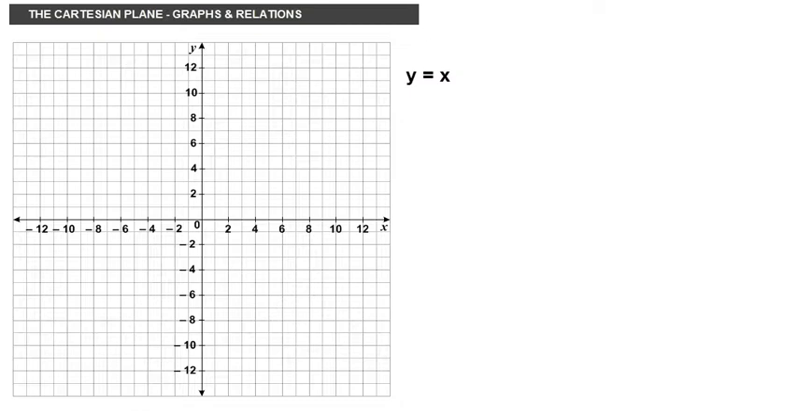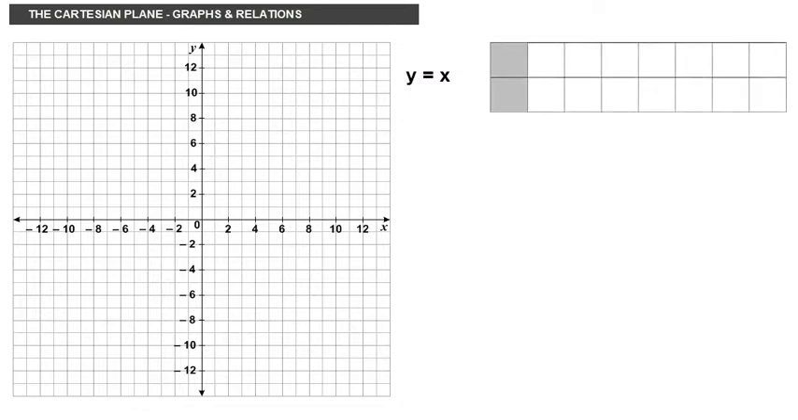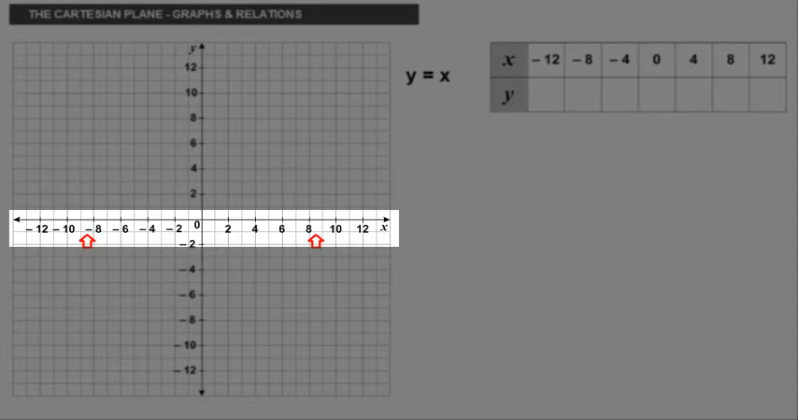To do that, construct a simple table with 2 rows and a few columns. Place the letters of the variables x and y into the first column. Now decide upon the values of x that you wish to supply into the relation and write them down on the row for x. In this example, I have chosen to supply x equals negative 12, negative 8, negative 4, 0, 4, 8, and 12. And this is because those values of x are available on the Cartesian grid on the left.